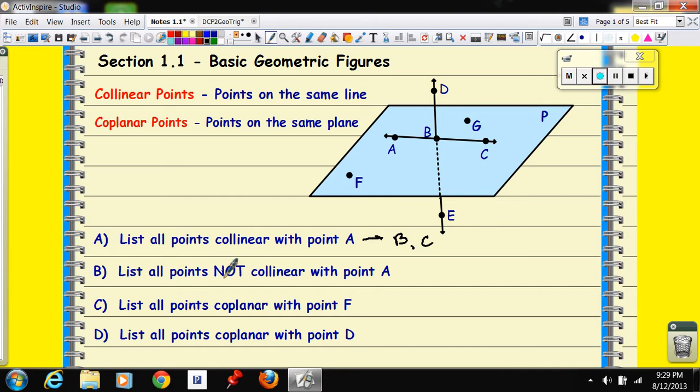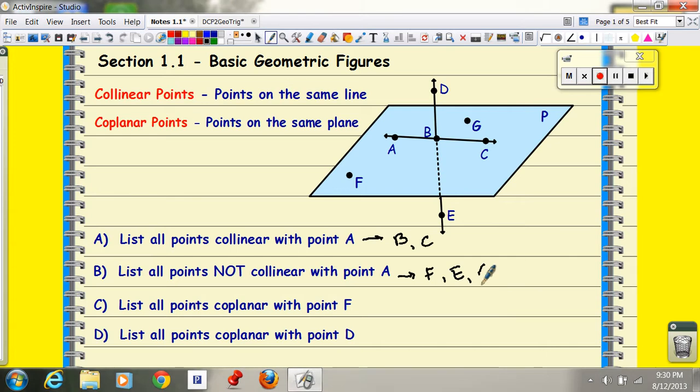List all points not collinear with point A. It'd be pretty much everything else. Point F is not collinear. F and A are not on the same line. E is not collinear. G is not collinear. And D is not collinear. Now this P right here is not standing for point P. There's no point next to it. This is standing for plane P. That means this whole plane right here is labeled as plane P.